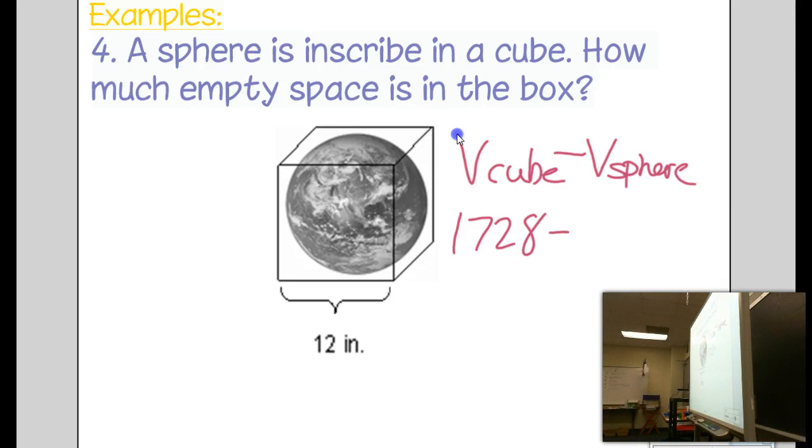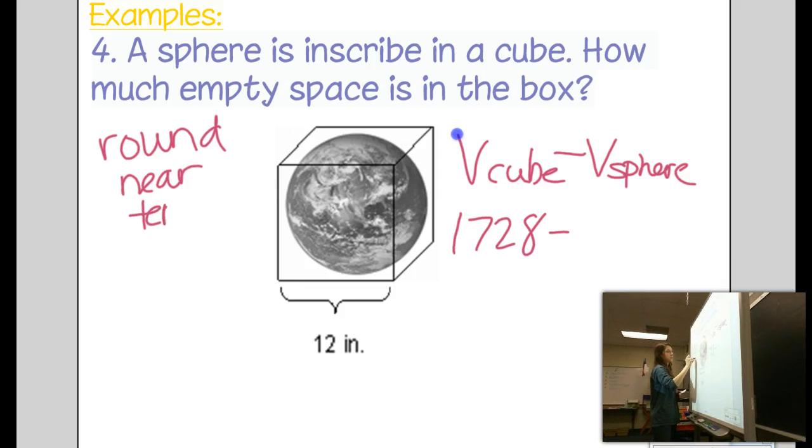4/3 pi r cubed. Let's round our final answer. We are allowed to round. I will let you press pi. I'm going to write round to the nearest tenth. So you may press pi today. Not today, but on this problem.